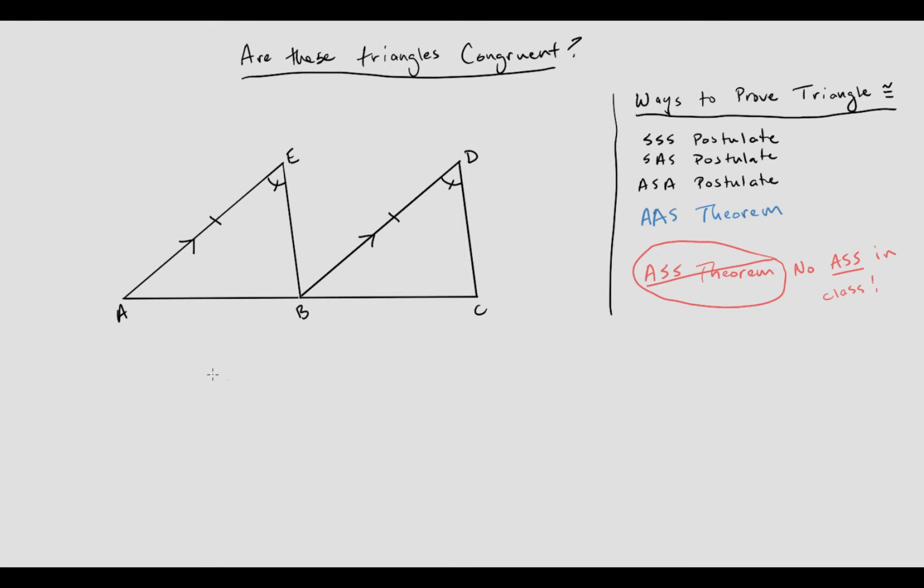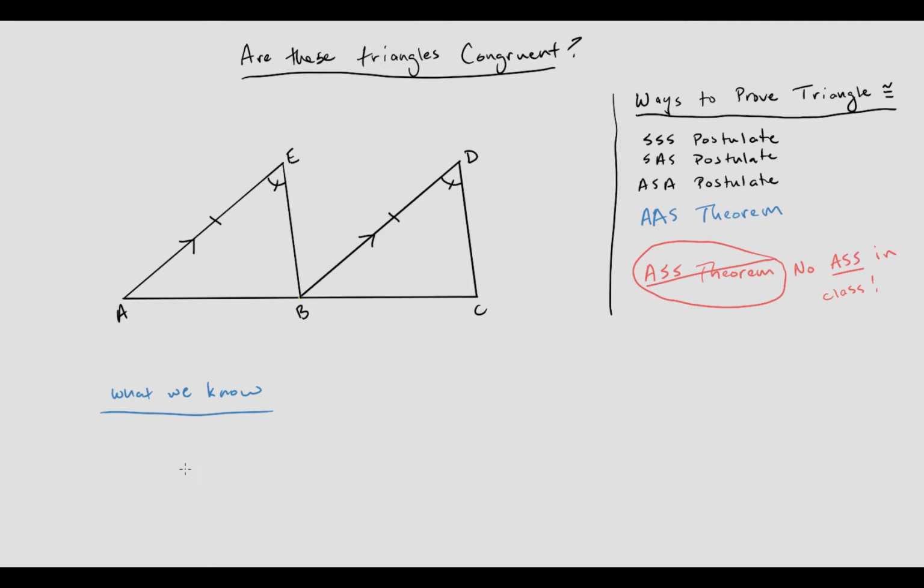Let's go ahead and prove that these two triangles are congruent, or die trying. Okay, probably not the second part, but let's do our best, keeping in mind that maybe they aren't congruent. So let's start out with what we know.